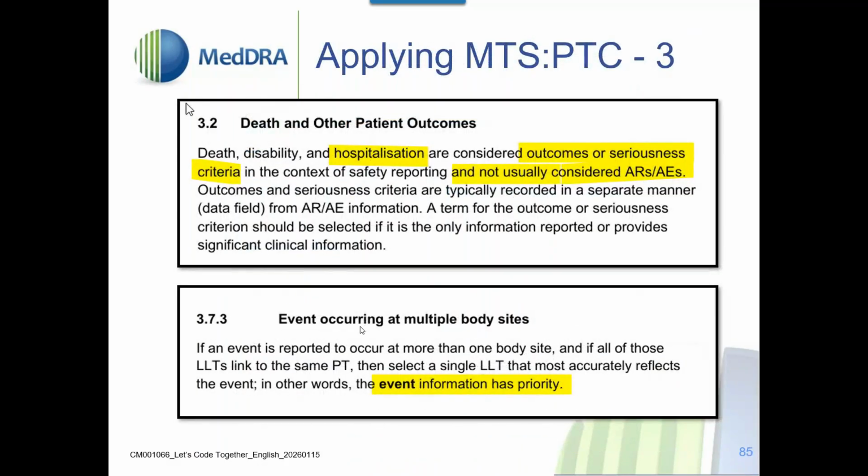So also in the points to consider document, they tell us that death, disability and hospitalization are outcomes or seriousness criteria, not usually considered adverse reactions or adverse events. So we haven't coded hospitalization. And if the event occurs at multiple body sites, I mentioned this before, where we saw the erythromacular rash, I'd rather code the erythromacular rash rather than saying it was a rash on her limbs or a rash on her trunk.